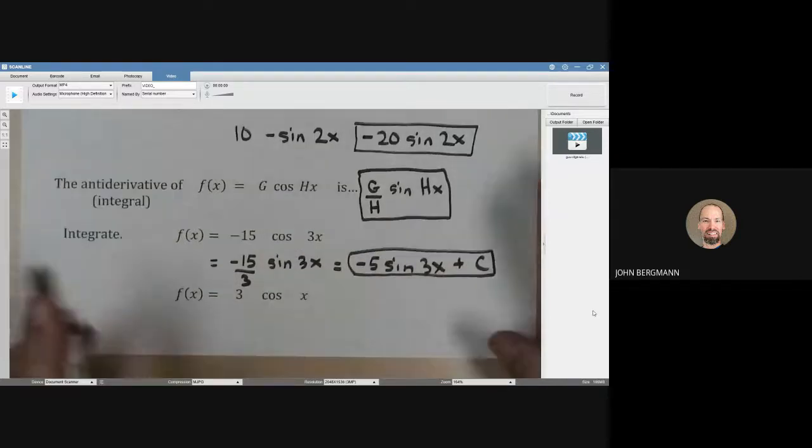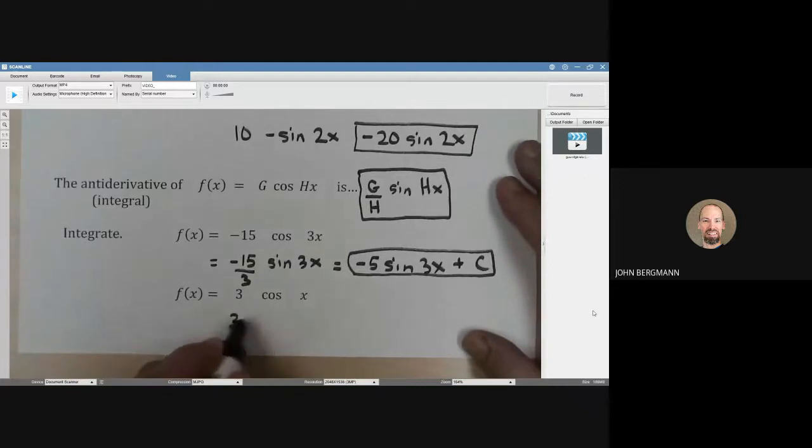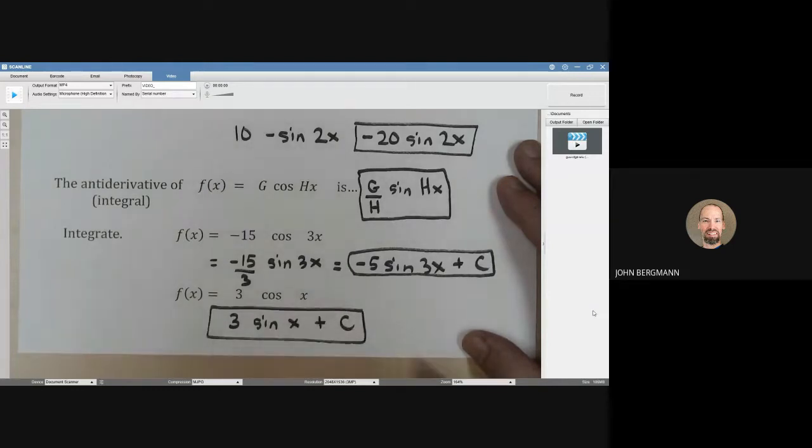One more. Integrate this. I'm going to leave the 3 as is. When we integrate cosine, it's sine of x. Then we have to divide by the derivative of x, which is just 1. So I think 3 sine x, let's put a c there. And that's how you do that.